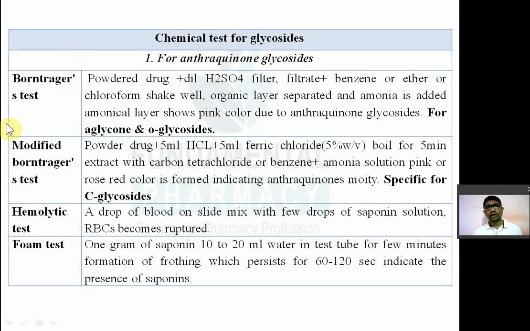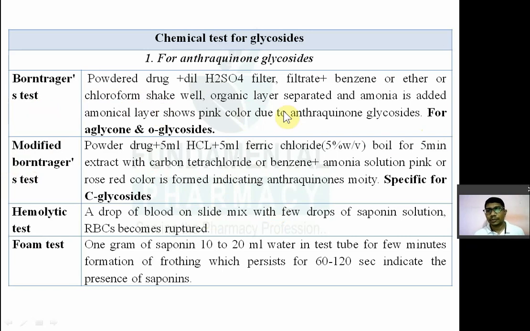So remember over here, Borntrager test is a specific test for O type of glycosides, and modified Borntrager test is a specific test for C type of glycoside. Now in case of Borntrager test, what happens? You have to take a powder drug and add dilute H2SO4 in the test tube. Then filter it, and to the filtrate you have to add an organic solvent like benzene or ether or chloroform. Then you have to shake well that test tube.